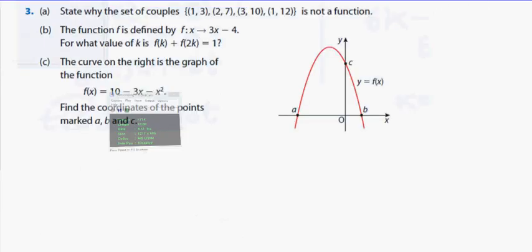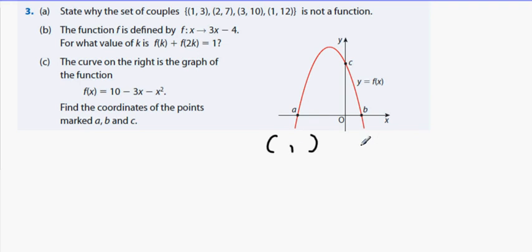3c. The curve on the right is a graph of the function f of x equals 10 minus 3x minus x squared. Find the coordinates of the points marked A, B and C. Well, very similar to last time. What do we know about the output of A and B? The output of A and B is what number? Why is it 0? Because the y values are the outputs and the x values are the inputs.